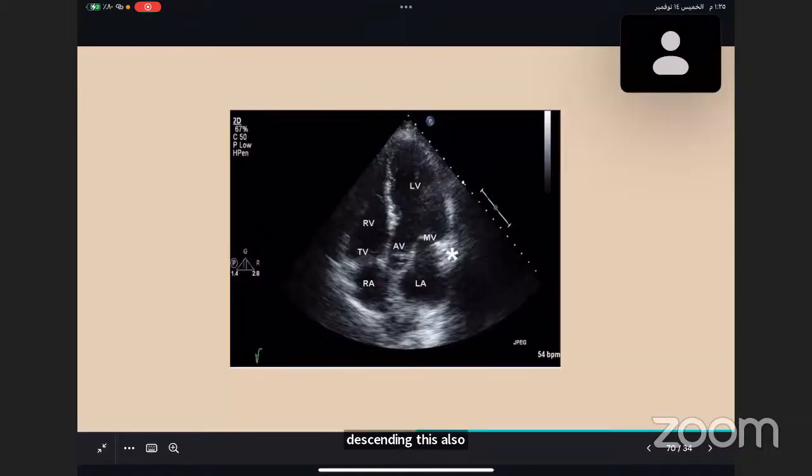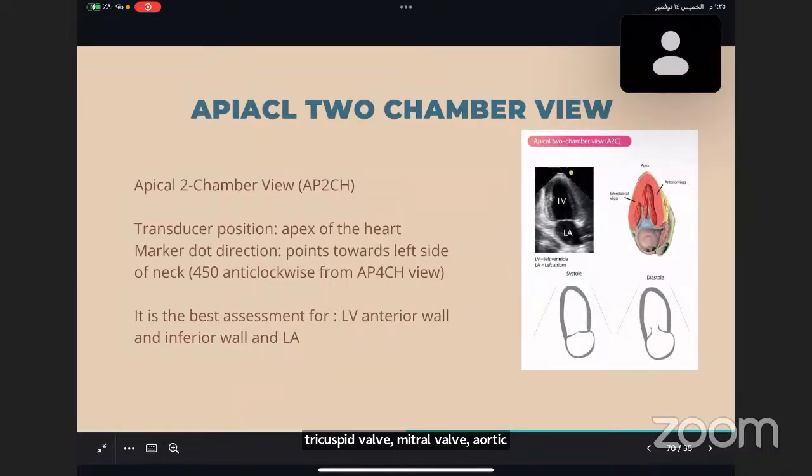We can see here the left ventricle, then assessment for functional motion of the left ventricle, right ventricle, left atrium, right atrium, tricuspid valve, mitral valve, and aortic valve. Okay, apical 2 chamber view: transducer position at the apex of the heart, but the marker direction points toward the left side of the neck.